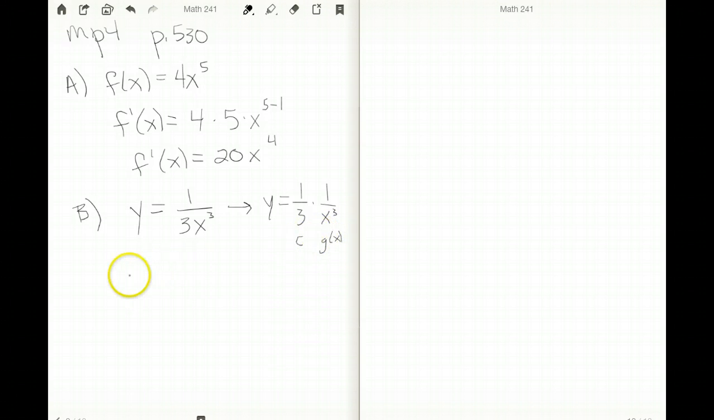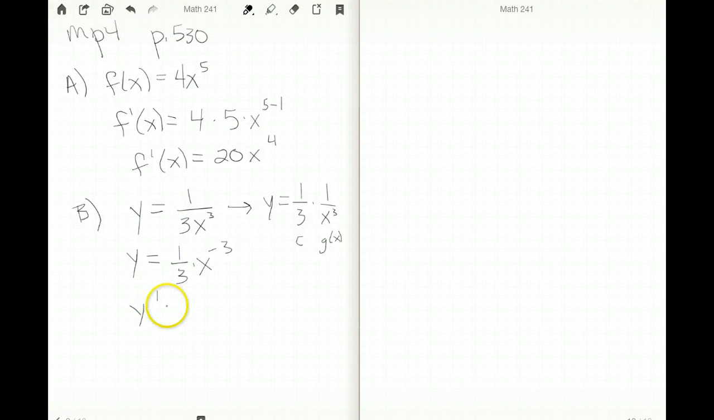Okay, so if I rewrite this as y equals 1/3, how can I write 1 over x to the third here? Because I want to be able to take the derivative of this thing, and so far all we have is the constant rule, the power rule, and this constant multiple thing where there's a number sitting out front. Well, if I rewrite 1 over x to the third as x to the negative third, then I can apply power rule, right?